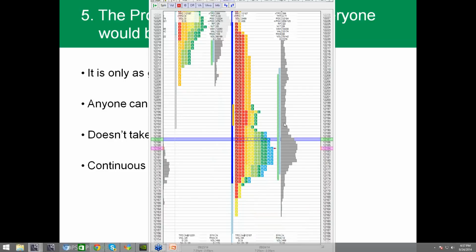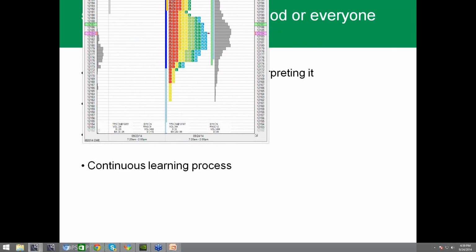Okay. All right. Now, the opposite is true of a P shape. If you see a P shape profile, which you'll see quite often in the equities. Okay, you'll see those quite often in the equities.